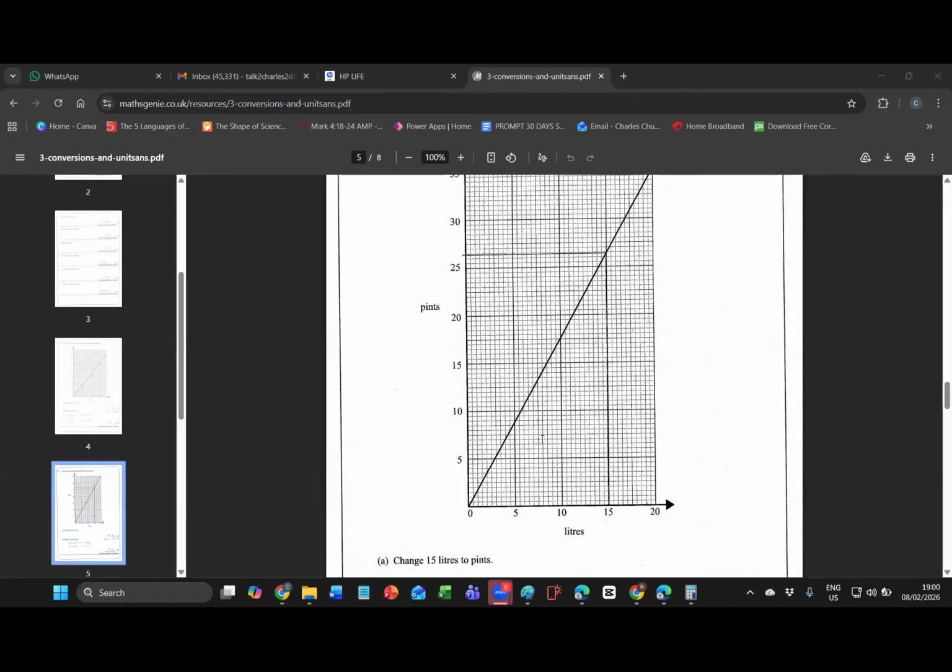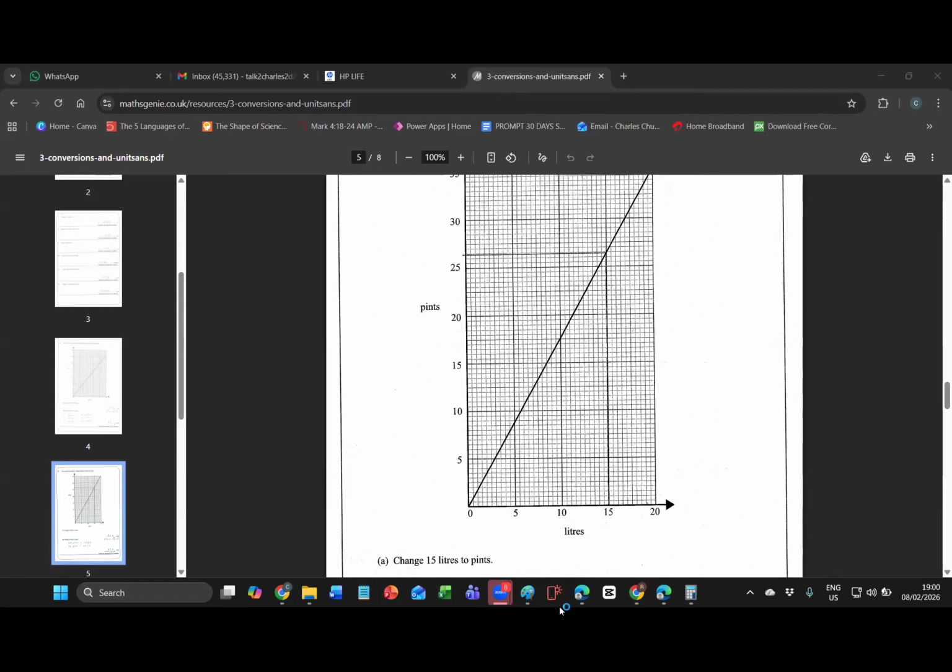Oh, so it'll be 25.5, 26, 26.5. Is it 26.5? Correct. Yes, it's going to be 26.5. So you got the idea, right?